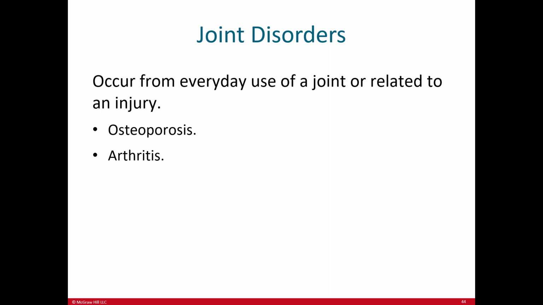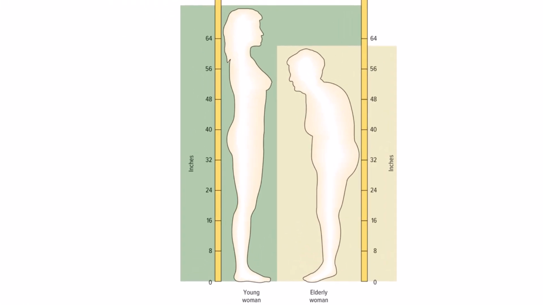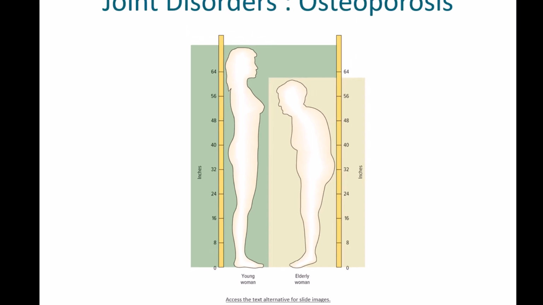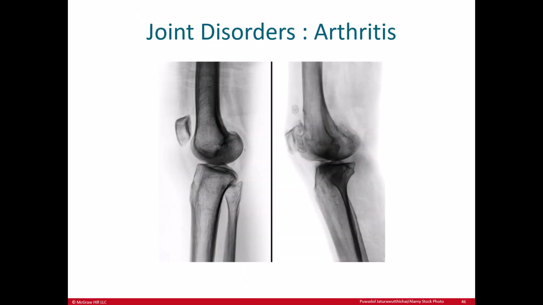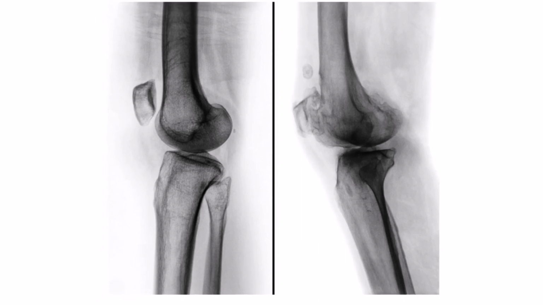Joint disorders occur from everyday use of a joint or related to an injury. First, we have osteoporosis, which is dealing with your bone density. Then we have arthritis, which is inflammation of a joint. The height of the young lady is measured above 64 inches, and the height of the elderly woman is measured below 64 inches. Here's an example of the bone disorder arthritis. You can see a healthy knee on the left and on the right, you have a joint with arthritis.